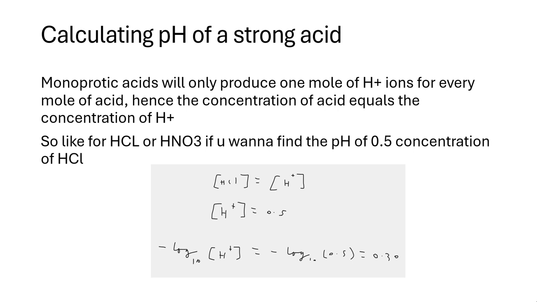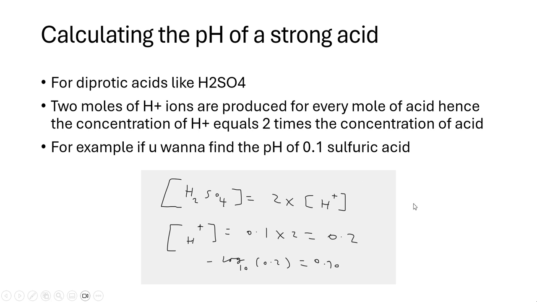What that means is that the concentration of acid is equal to the concentration of H plus. For example, let's look at HCl or HNO3. If you want to find the pH of 0.5 concentration of HCl, the concentration of HCl is the same as the concentration of H plus. Since the concentration of HCl from the question is 0.5, the concentration of H plus is 0.5. Then use the pH equation, minus log 10 of the concentration of H plus, so minus log 10 of 0.5, and you get 0.3. Obviously, that's a very strong acid. So that's how you do the pH of a strong monoprotic acid.